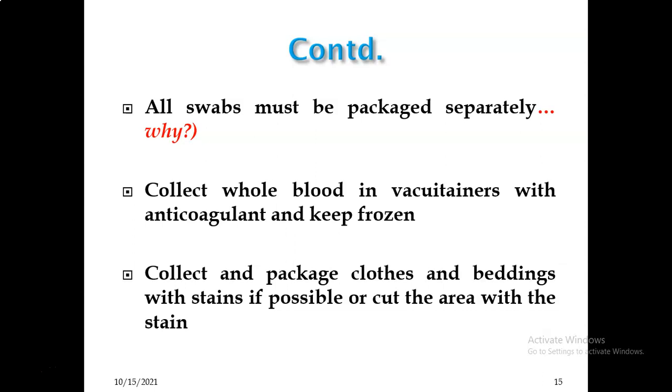Then we say collect whole blood in vacutainers with anticoagulant and keep frozen. If you have whole blood, you preserve them in vacutainers with anticoagulants such as EDTA, after which you can keep them frozen. Or you can even take swabs of this whole blood, air dry it, package it in paper envelopes, and then you store it at room temperature.